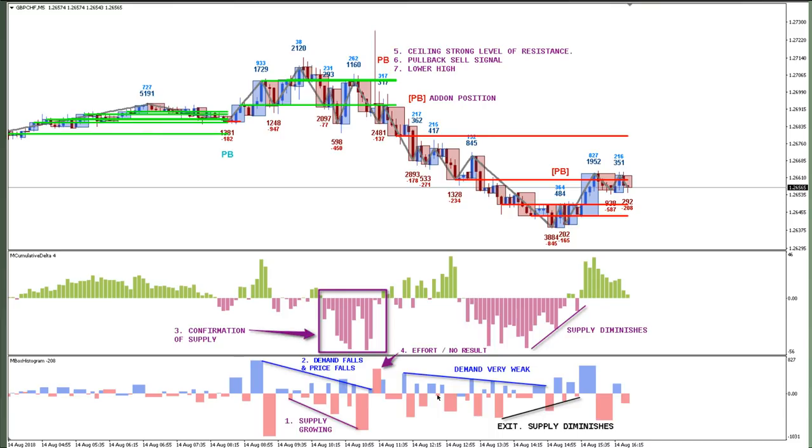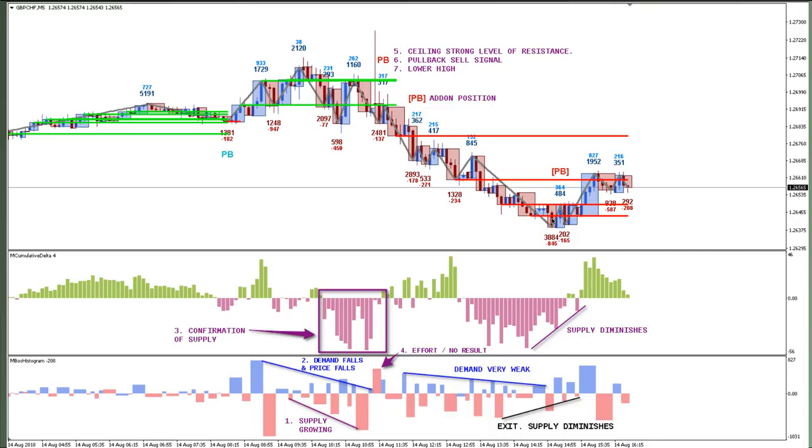Write it down here. We see that throughout the down move here, demand is weak. Price is coming down. Around this area, we see that supply diminishes here. Price starts to come up, but supply begins to diminish here, and we can see it in the cumulative delta. So around here, we'd want to exit.